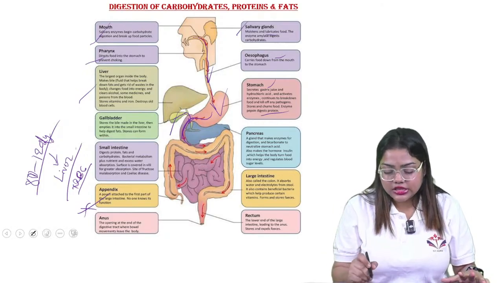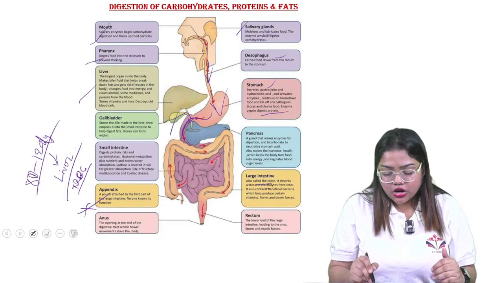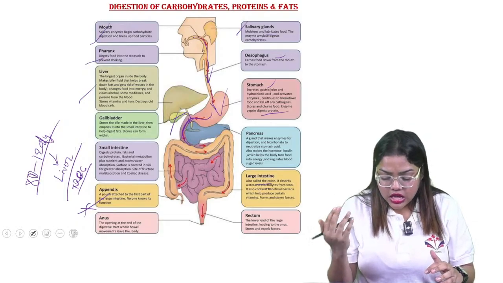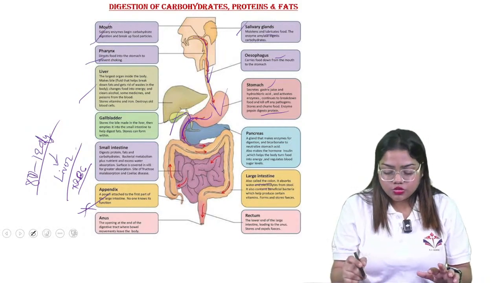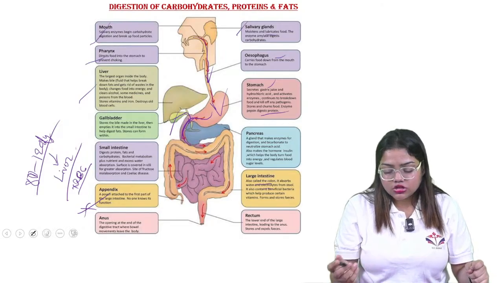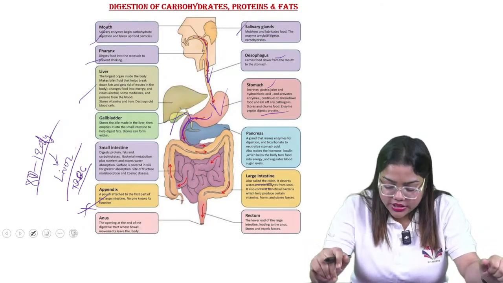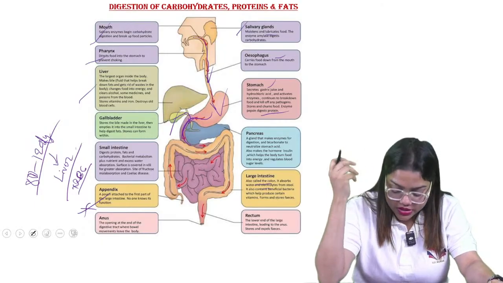The large intestine, also called the colon, absorbs the water and electrolytes from the stool. Okay, so whatever the waste product, it will form as stool. From the stool it will collect the water and electrolytes. It also contains beneficial bacteria, which help to produce certain types of vitamins.